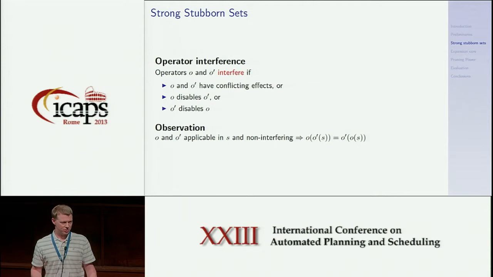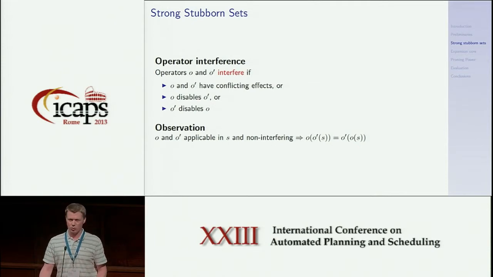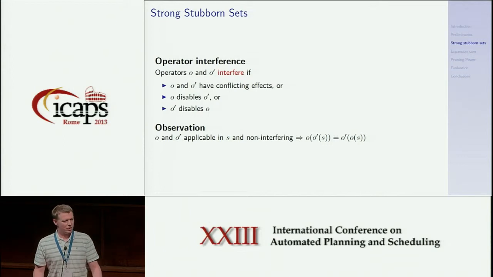Now, the second definition is about operator interference, also a very important concept of partial order reduction. I think most of you know this definition. We say that two operators, O and O prime, interfere if one of these three conditions holds. O and O prime interfere if they have conflicting effects, so if O and O prime write to a common state variable but with a different value, or if O disables O prime, or vice versa, if O prime disables O.